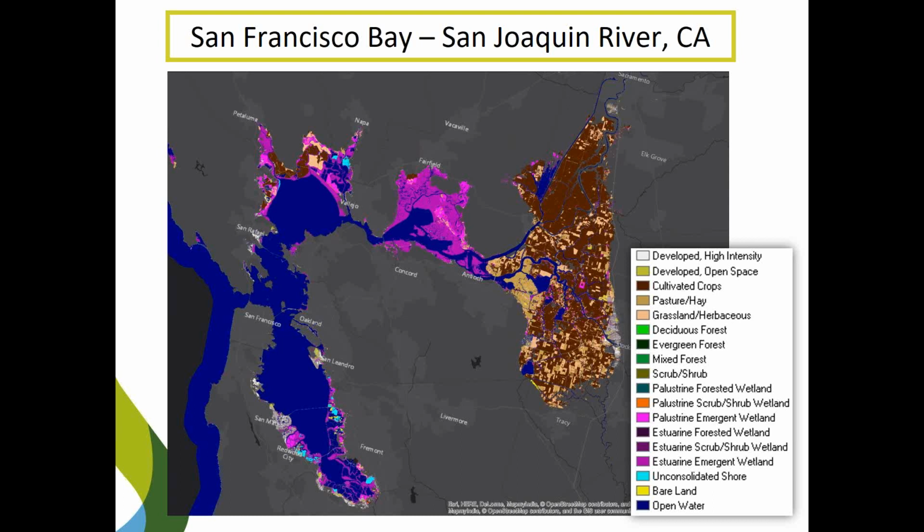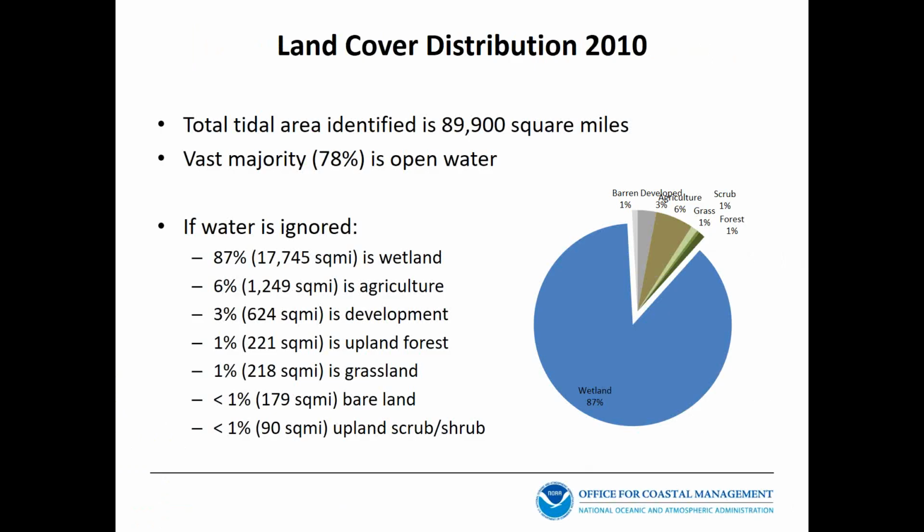So what does the land cover look like? The total land area for the coastal US is just under 89,000 square miles. Roughly 78% of that is open water. If water is ignored, 87% of this land area is actually vegetated wetland. Only 6% is agriculture, and then here you see the other values for the land uses.